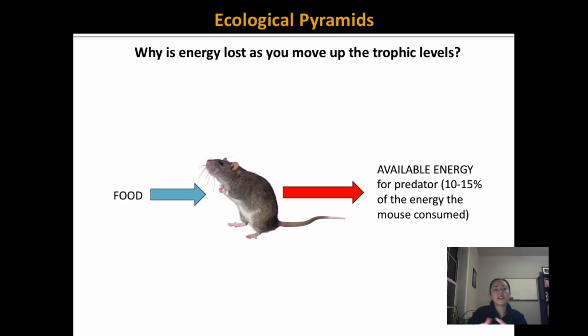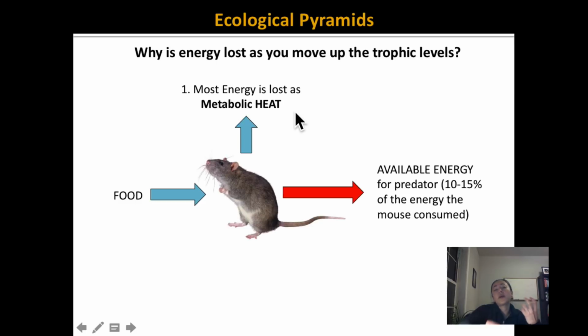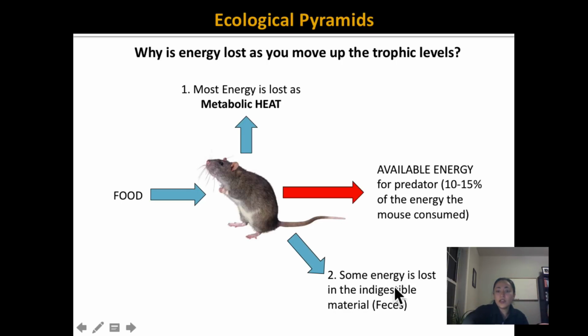In order to understand this, let's look at an example here. So let's look at this tiny little mouse. This mouse consumes a lot of food, and only about 10 to 15% of the energy that's consumed by this mouse is actually available for the predator. So what happened to that other 90% of the energy that that mouse consumed? Well, as that mouse uses that energy, most of it is being lost as metabolic heat. So about 90% of its loss is metabolic heat. Also, a small percentage of it is being lost as indigestible material in the feces from that mouse.